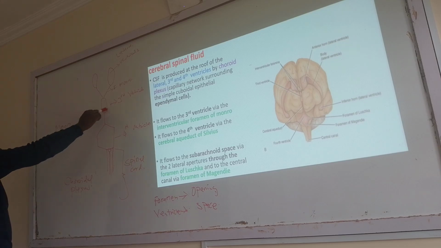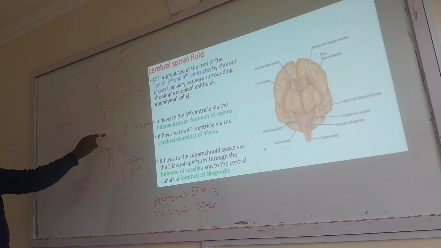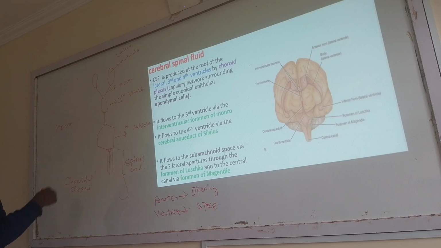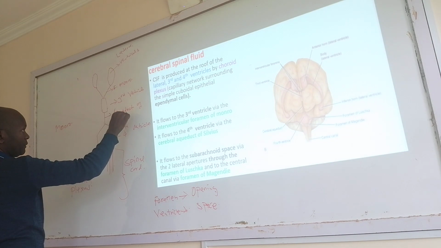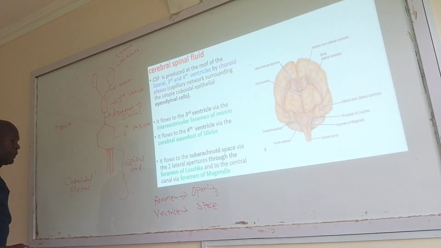From the third ventricle, our CSF will flow into the fourth ventricle through another foramen you see here. We call it the aqueduct of Sylvius. Aqueduct of Sylvius.